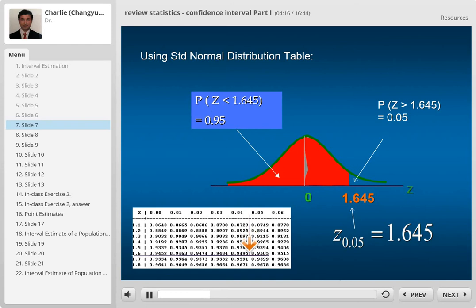So 0.95 is somewhere here. The value of the z value is 1.645. So we know that the value we're looking for is 1.645, and this point on this z-axis is 1.645. We can write it as z footnote 0.05, 0.05 comes from here, equals to 1.645.